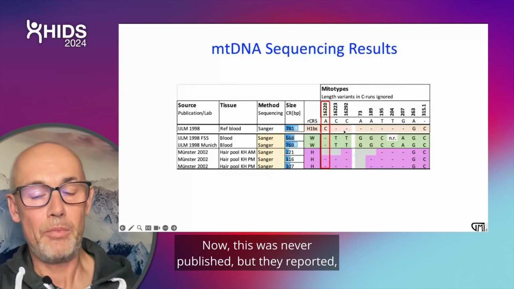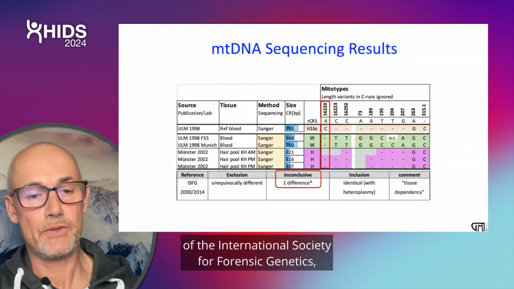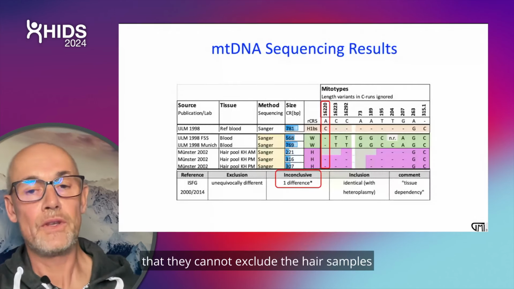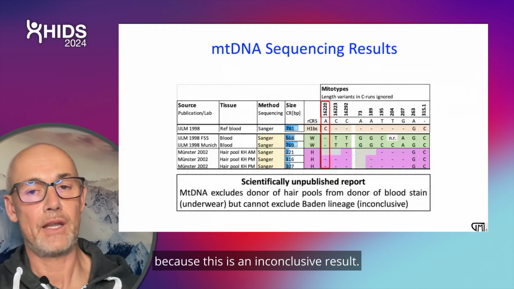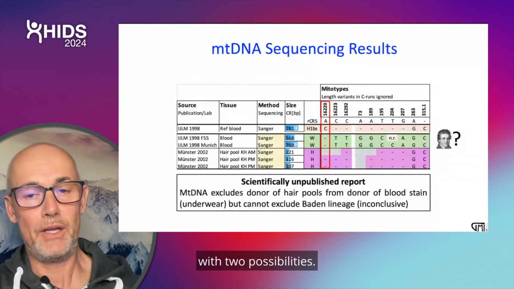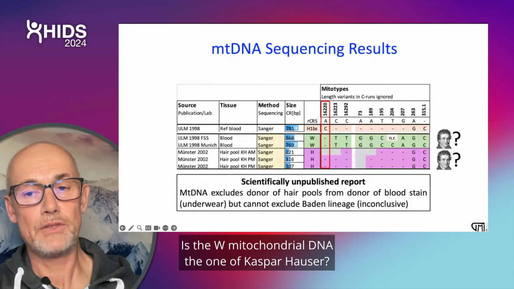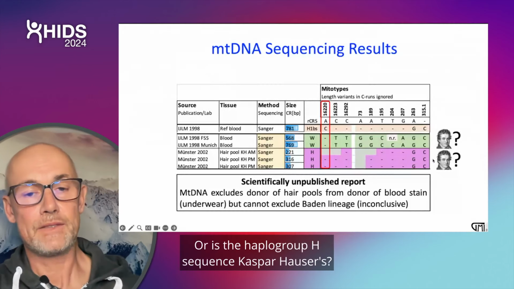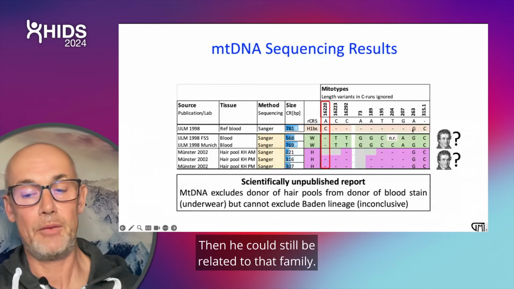Now, this was never published, but they reported, and that was in line with the recommendations of the International Society for Forensic Genetics, that they cannot exclude the hair samples from coming from the Baden lineage because this is an inconclusive result. So the audience was more or less left with two possibilities. Is the W mitochondrial DNA the one of Kaspar Hauser? Then he would be excluded of being related to the family. Or is the haplogroup H sequence Kaspar Hauser's? Then he could still be related to that family.